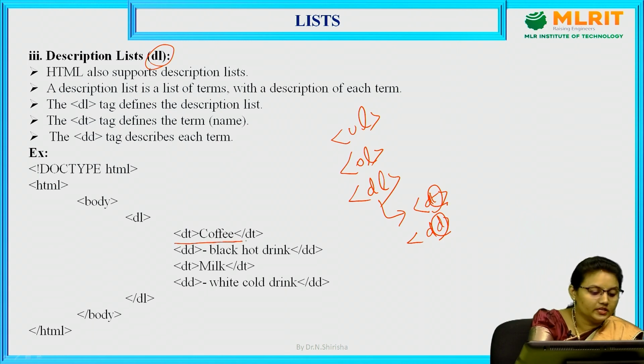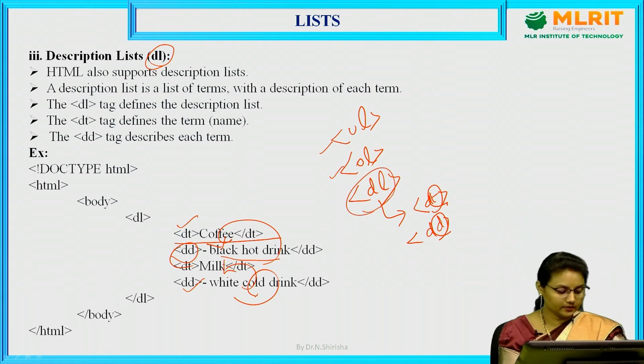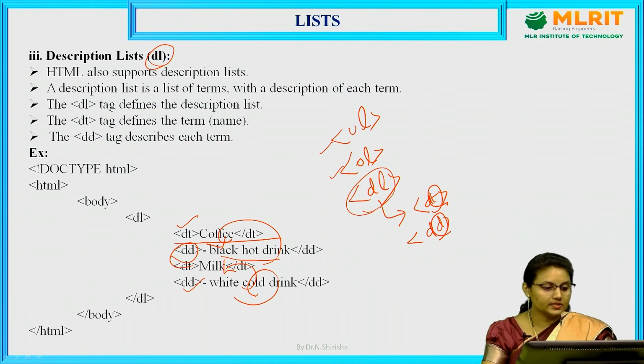DD is data, T is term. So DT is defining what? The term that you wanted to define. DD is defining what? The explanation or the definition of what you are talking about. So black hot drink, what is this? This is about the coffee that you wanted to talk about. White cold drink, what is this? This is the milk. So this is DT and this is defined in DD. Again, same, ordered list and unordered list are replaced with DL here.